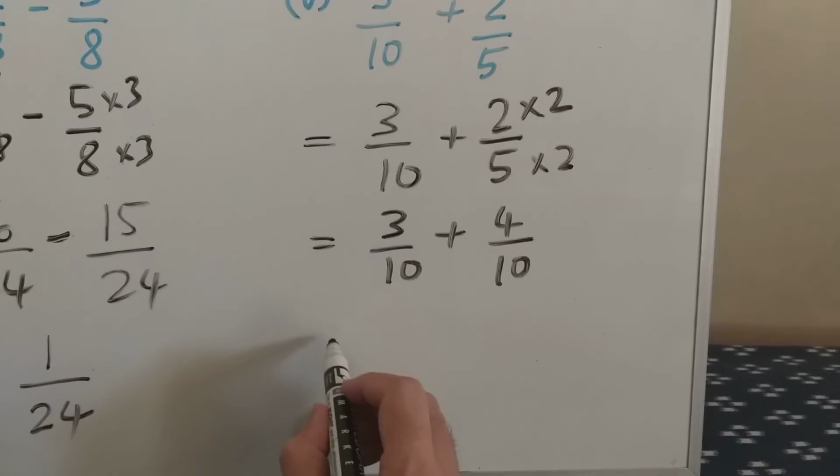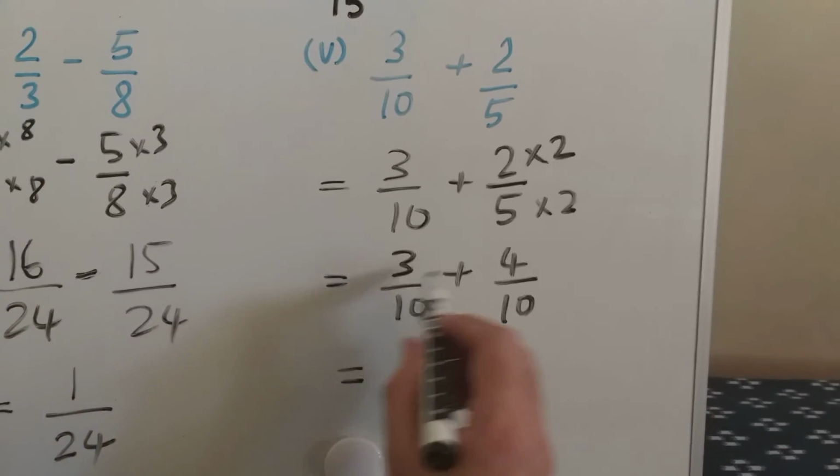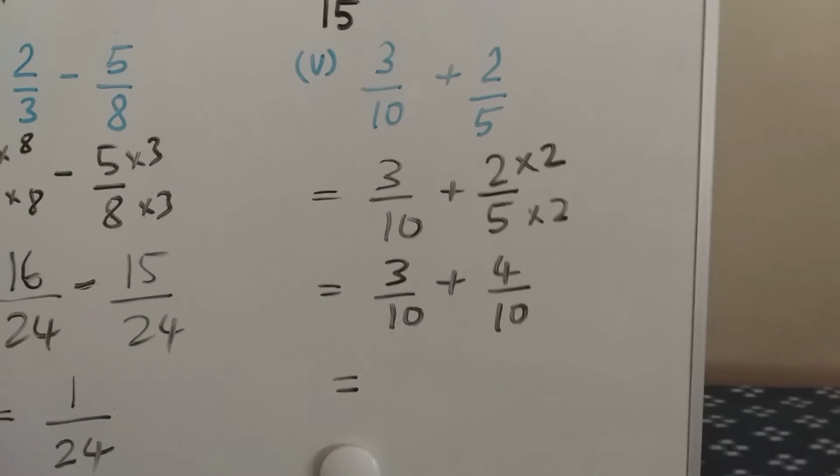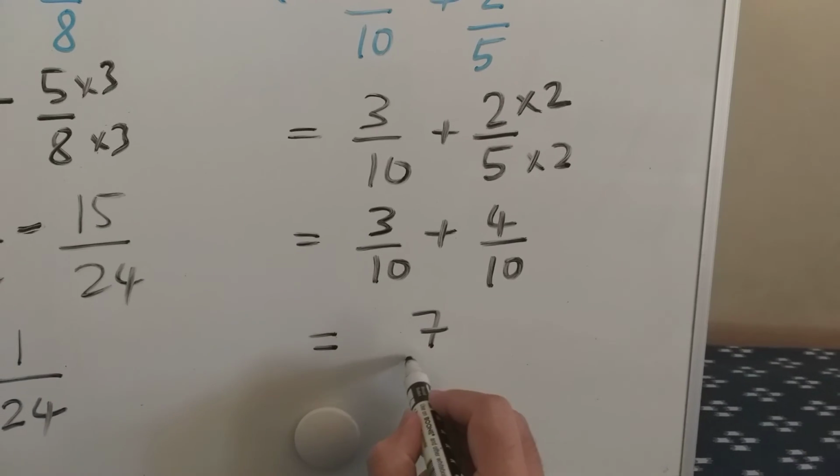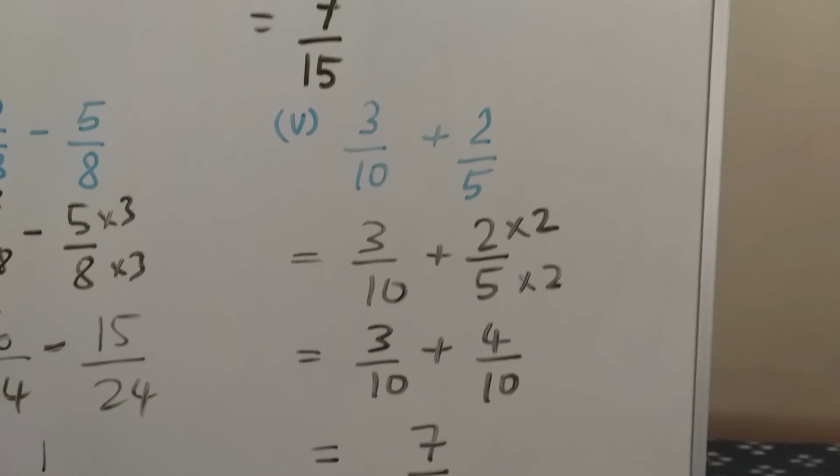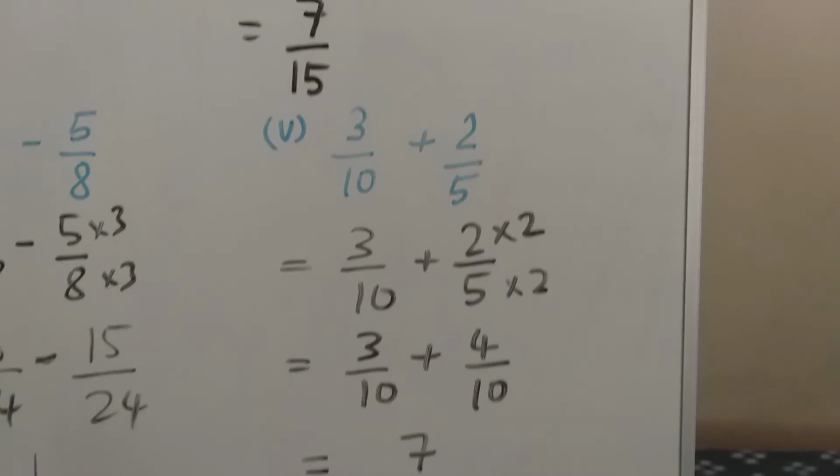So since the denominator is the same, all we have to do is add the numerators. 3 plus 4 is equal to 7. 7 over 10 will be the answer for 3/10 plus 2/5.